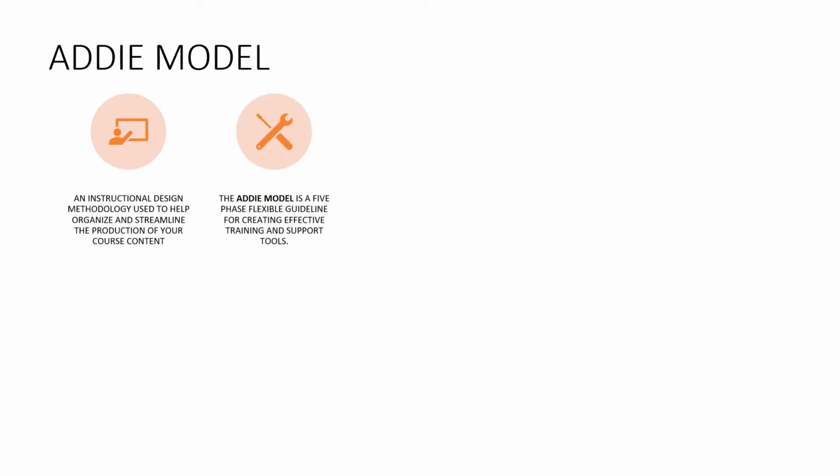Now let us see what an ADDIE model is. An ADDIE model is an instructional design methodology used to help organize and streamline the production of your course content. The ADDIE model is a 5-phase flexible guideline for creating effective training and support tools.